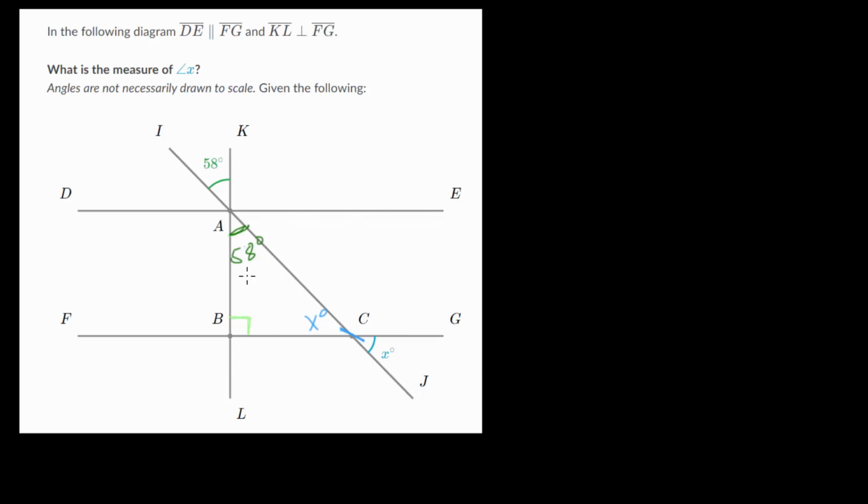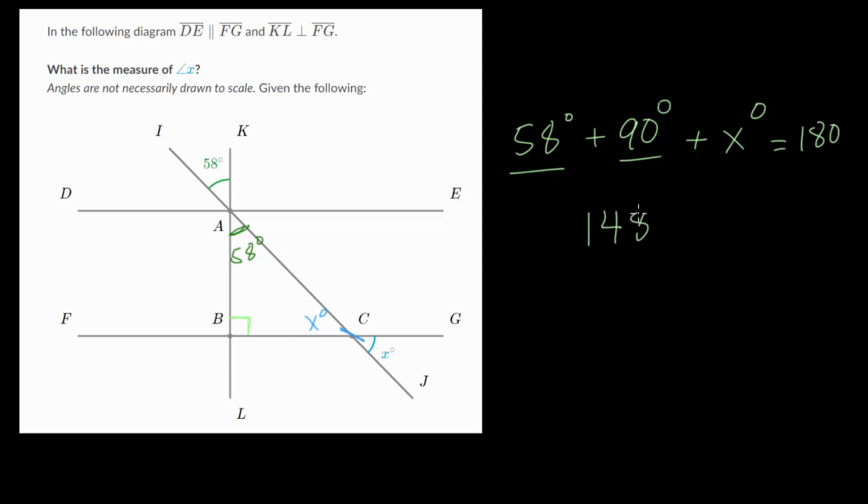And from here, we have a triangle, so we can add up the angles and set it equal to 180 degrees. So let's do that. We have the 58-degree angle plus our 90-degree angle, our right angle, plus our missing angle, which we can call X, and this is equal to 180. So let's combine like terms. 90 plus 50, that's 140, plus 8 more gives us 148.